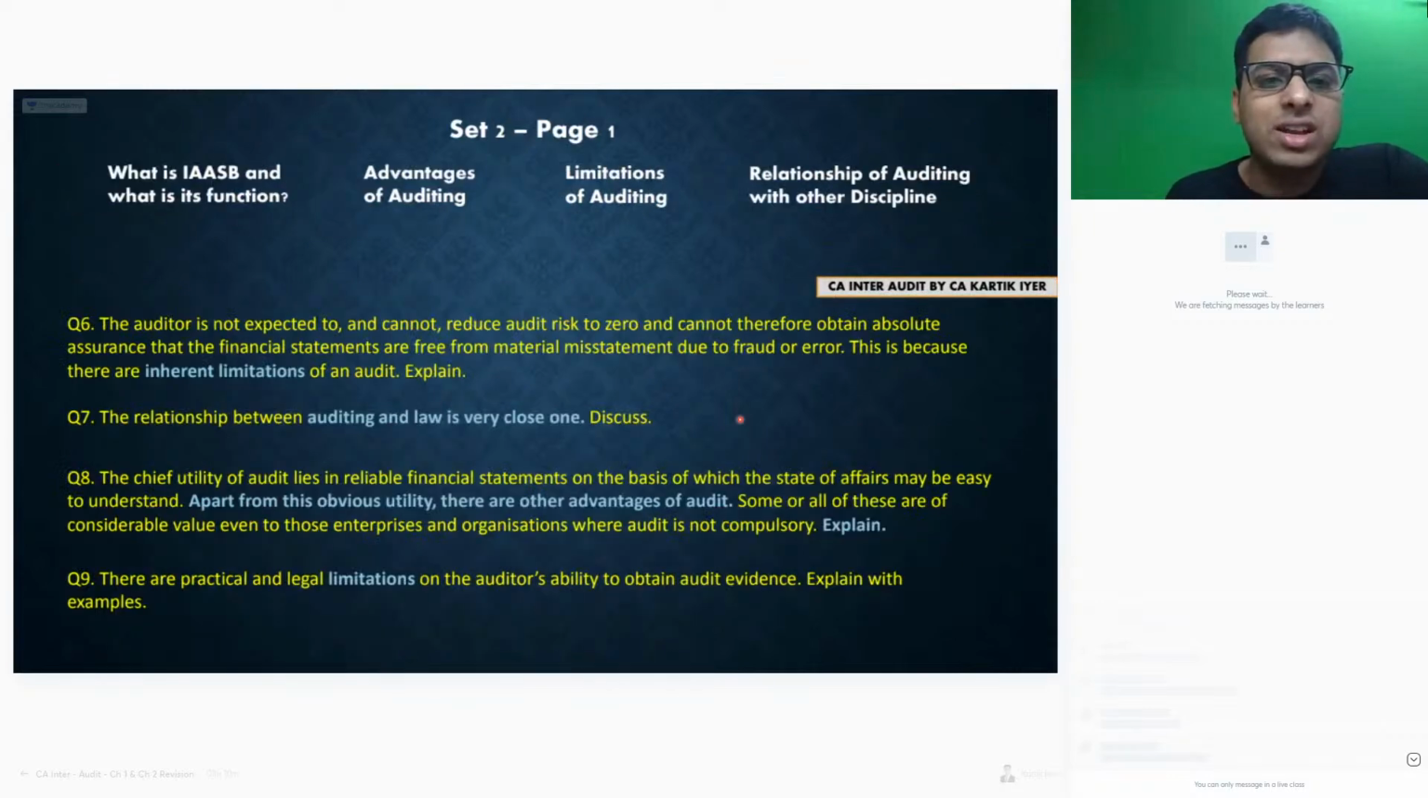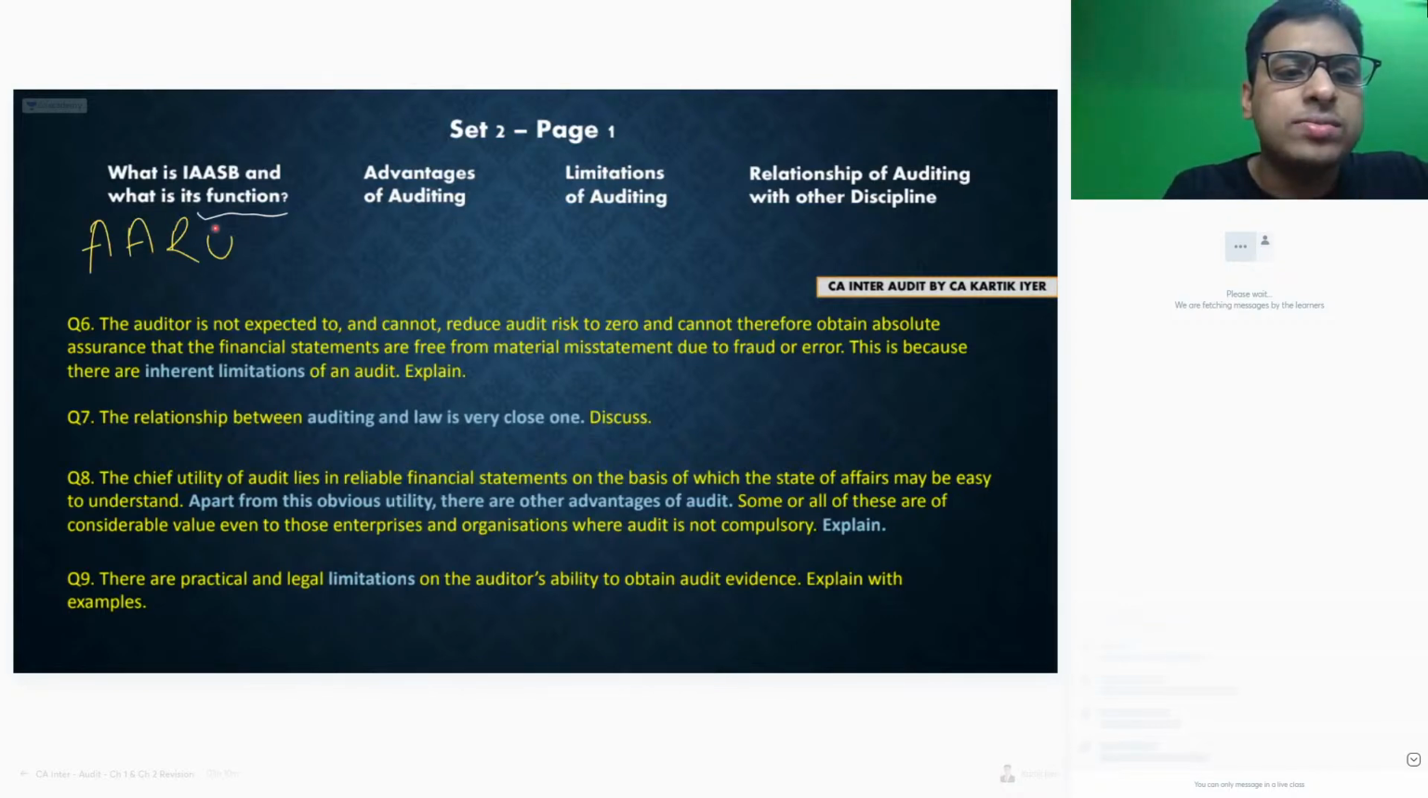Now let's see the 4 answers that we have to see in set 2. First is, what is IAASB and what is its function? IAASB full form is International Auditing and Assurance Standards Board. And they have some functions. What are their functions? Very simple to remember. I'll give you a code. The code is ARCO.